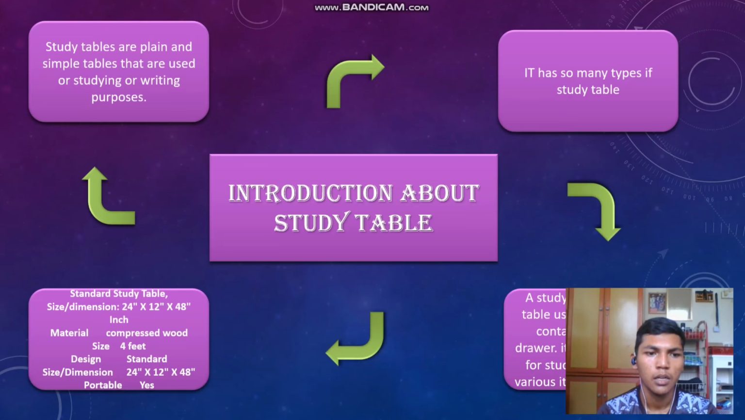Next is standard study table sizing. The size and dimension is 24 times 12 times 48 inch. The material usually used for a study table is compressed wood. The height of a study table is only 4 feet. The standard design is rectangle. The size and dimension are also the same for the small one, but they make it portable to carry everywhere.